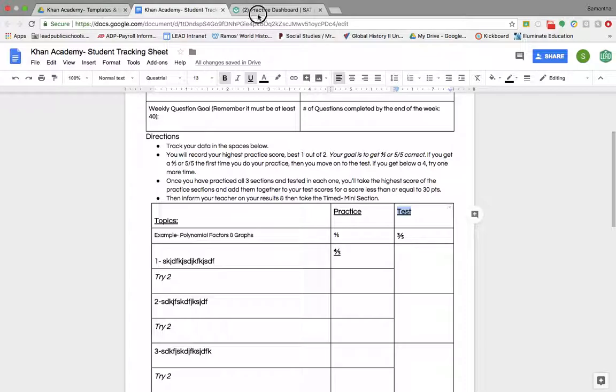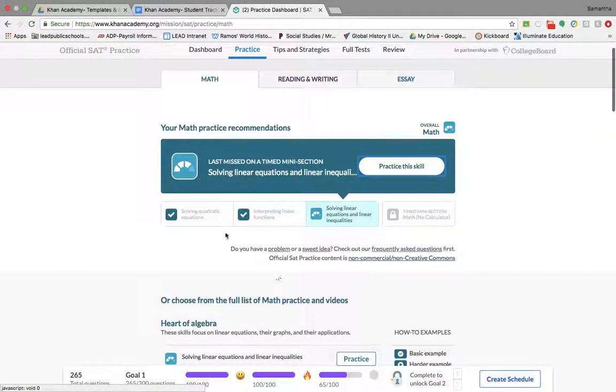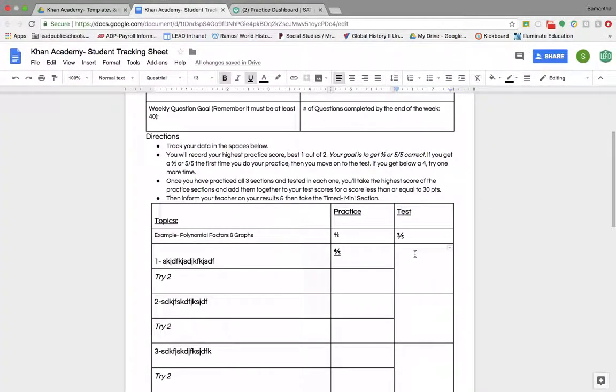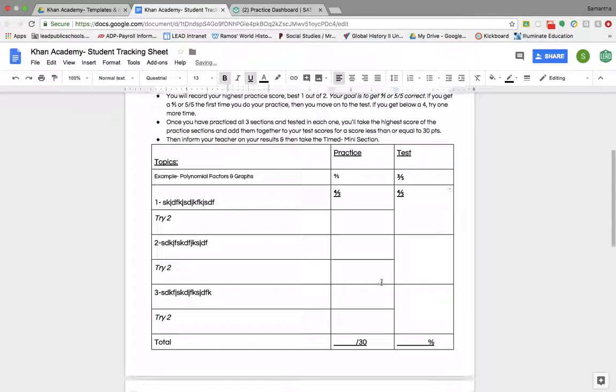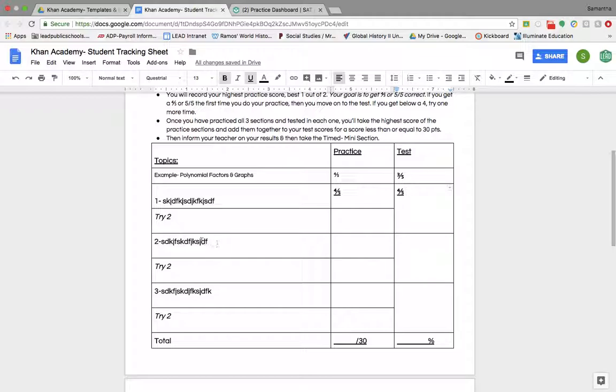So you'll come up and you'll take the test. You can only take it one time. That is why I'm not calling it a practice, because you can only take it one time, even though it tells you that, okay? So when you get your score, you would write it right here. Say you got a 4 out of 5. Awesome. Now, the second day we're doing Khan, you're doing skill number 2 and skill number 3.